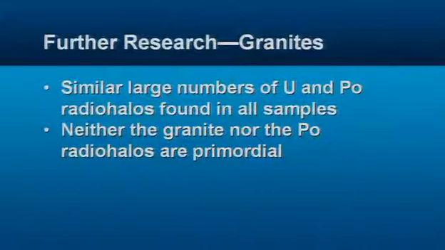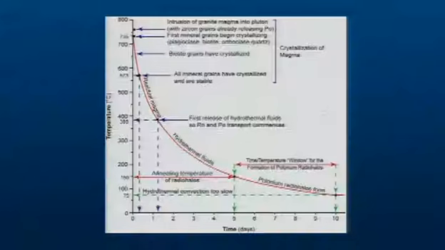The granite isn't primordial, it was formed during the flood, and therefore the polonium radiohalos aren't primordial. They were formed after the granite formed during the flood, or as the granite formed during the flood. Again, with this diagram to show that it had to be as the granite reached the bottom of its cooling curve, below 150 degrees.